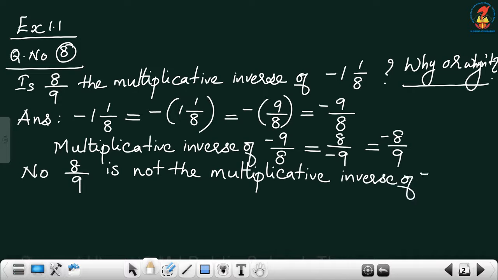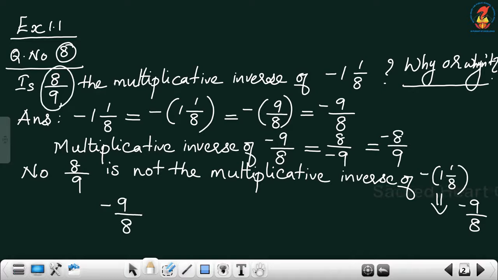Inverse of negative 1 and 1 by 8. And this negative 1 and 1 by 8 is same as negative 9 by 8. So we have to write down the reason. The given rational number is negative 9 by 8. In the question it is given, you have to check whether 8 by 9 is the multiplicative inverse. So negative 9 by 8 into 8 by 9.